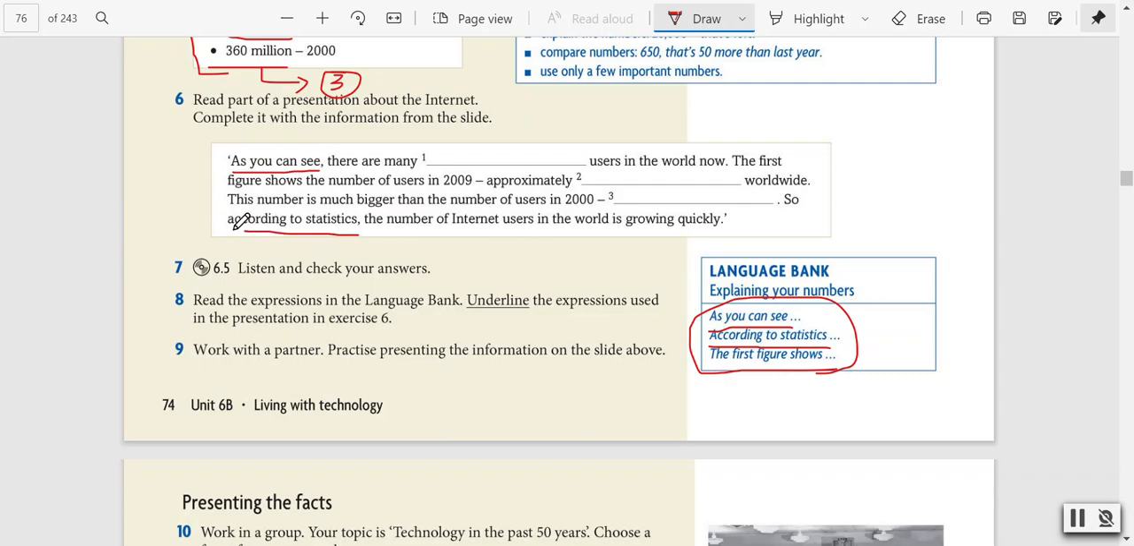According to statistic. And also we have figure shows, okay? All of them are used in here, in this part, in this text, for what? For describing numbers and explaining numbers.